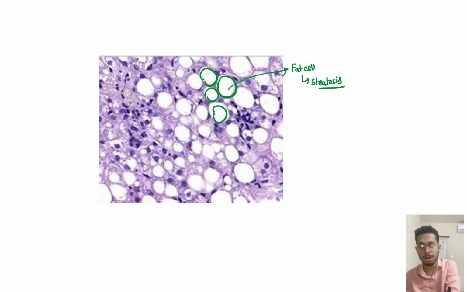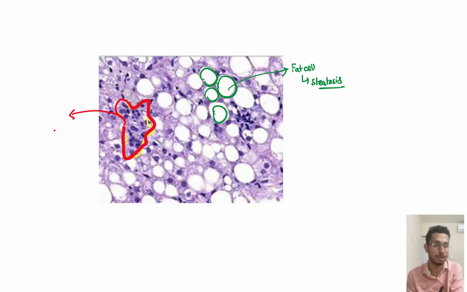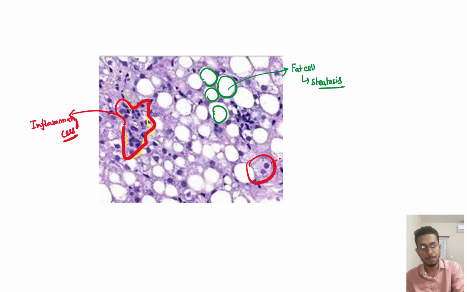Now, if you look properly, we will find there is accumulation of multiple nucleated cells. What does it signify? It signifies there is an ongoing inflammatory process. These are inflammatory cells, mainly polymorphonuclear neutrophils, and if we look here, ballooning degeneration is also present. So, ballooning, inflammatory cells as well as fat cells, what is the etiology? This is non-alcoholic steatohepatitis. Alright.